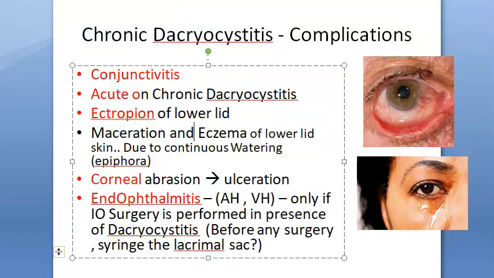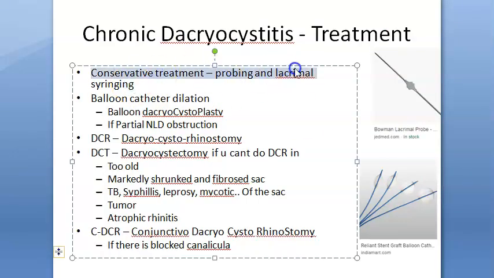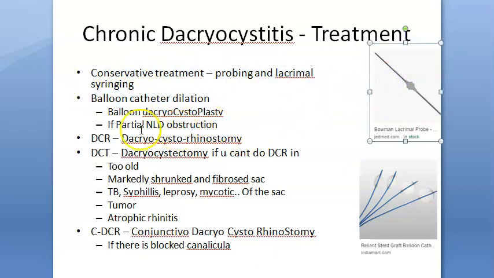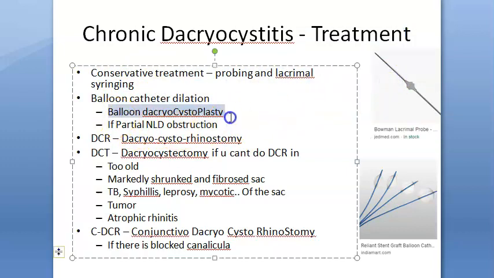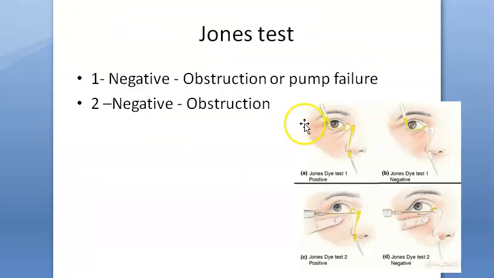Chronic dacryocystitis complications they have mentioned here. Then finally coming to the treatment. Conservative treatment: probing and lacrimal syringing, balloon catheter dilation, balloon dacryocystoplasty. DCR, dacryocystorhinostomy, dacryocystectomy, DCR, conjunctivodacryocystorhinostomy. Learn all these things from the detailed video.